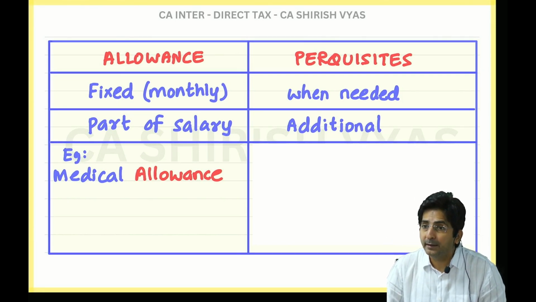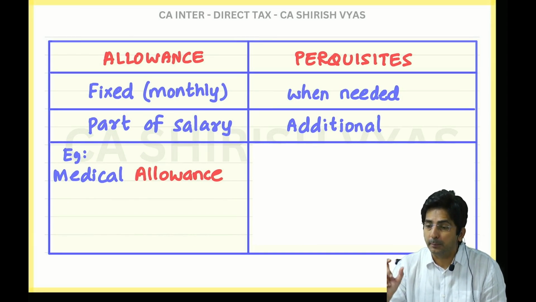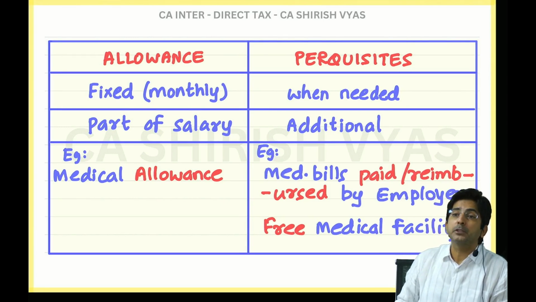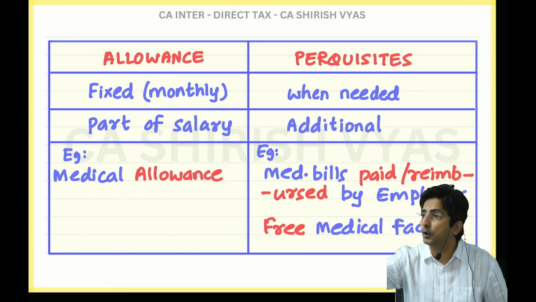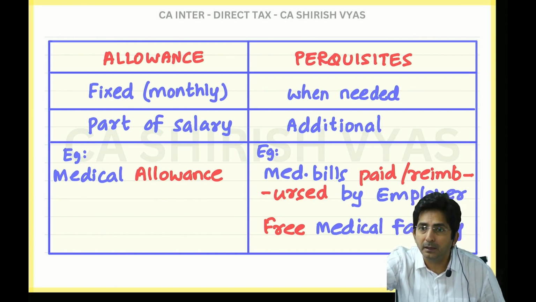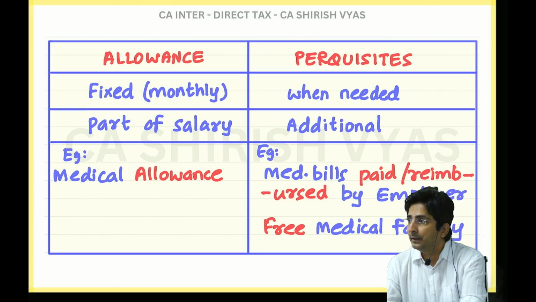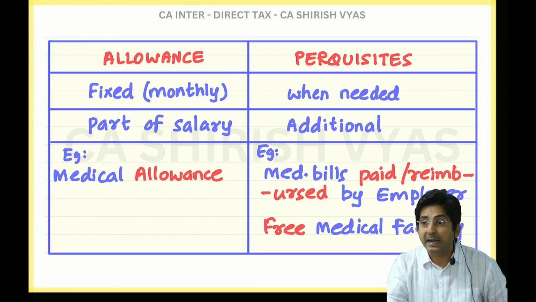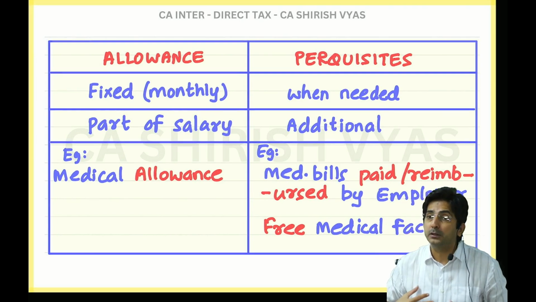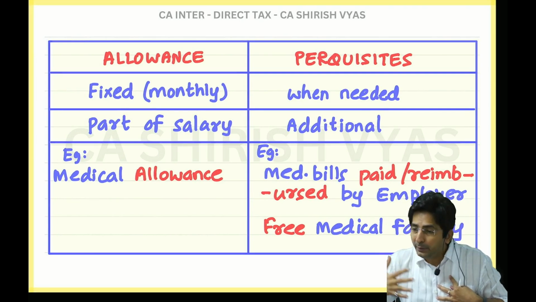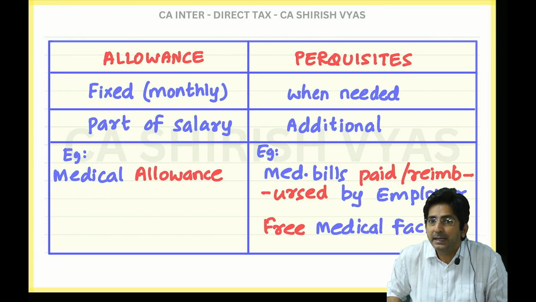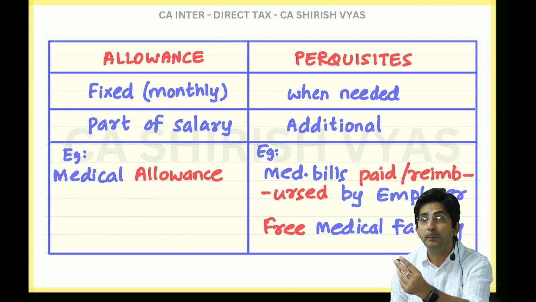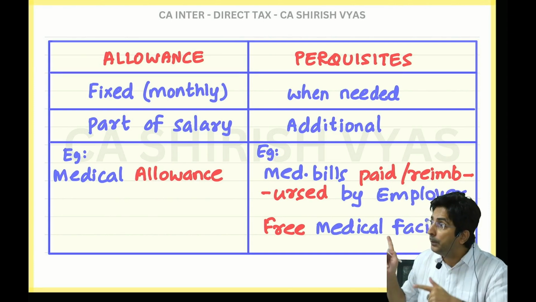Which words will you find? Paid or reimbursed by employer. Like see here, I have written here: medical bills paid or reimbursed by employer. This means the employee was hospitalized somewhere, he paid the bill, then the boss gives the money. See, once you pay and then the boss gives you, it is called reimbursed. So that is a sign of monetary perquisite. And if the boss says, we have our own hospital, you can get your treatment done free of cost, then it is called free medical facility. In short, these are the words which will help you to identify, oh, this is a perquisite.